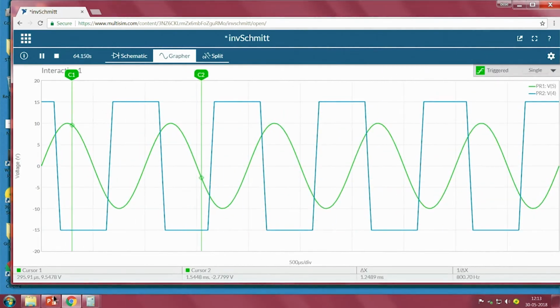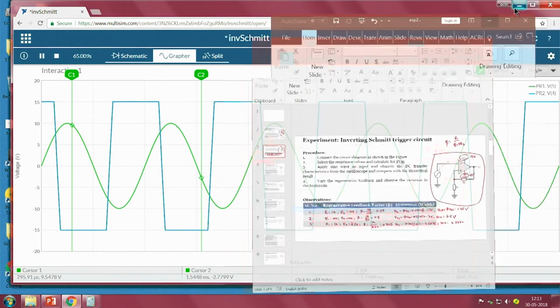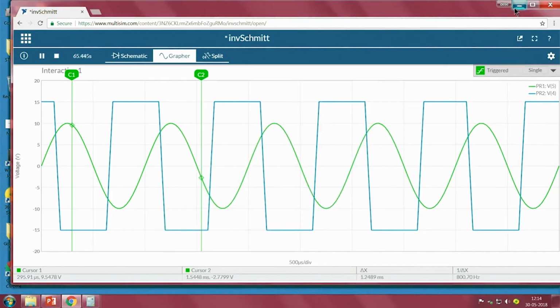So, what are the thresholds now? Plus 7.5 and minus 7.5. That means when the input signal is greater than the higher threshold value, in this case 7.5, the output should be minus VCC, that means minus 15 volts. And if the input is lower than minus 7.5, that is our lower threshold value, the output should be plus VCC, that means output should be plus 15.